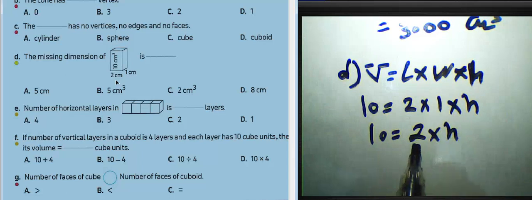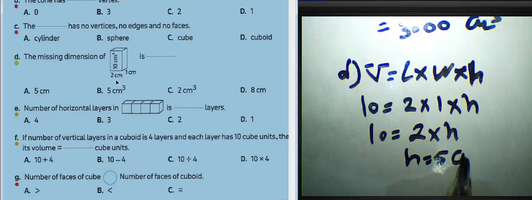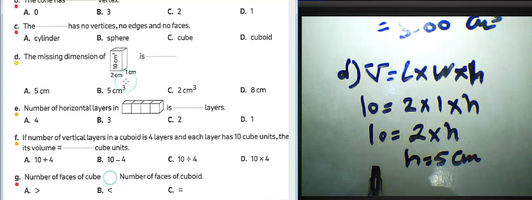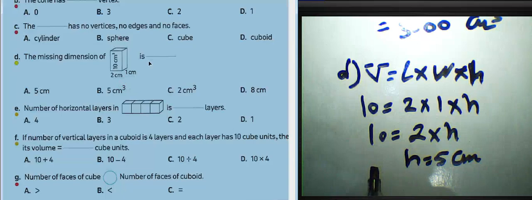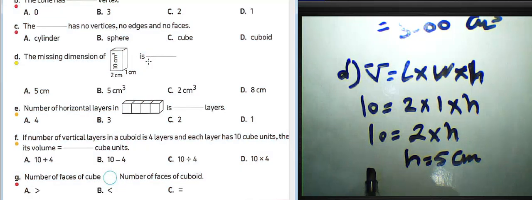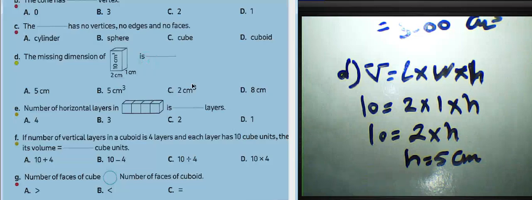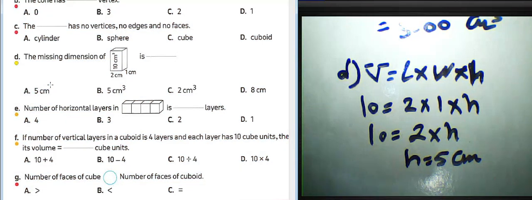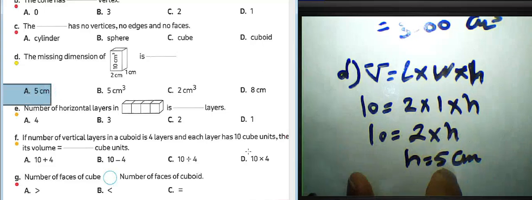So 10 equals 2 times 1, which equals 2, times the height. 2 times what equals 10? We know 2 times 5 equals 10. So the height will be 5 centimeters. Okay. So the missing dimension, it's 5, sorry, it's 5. I write 5. Understood? It's 5 centimeters.